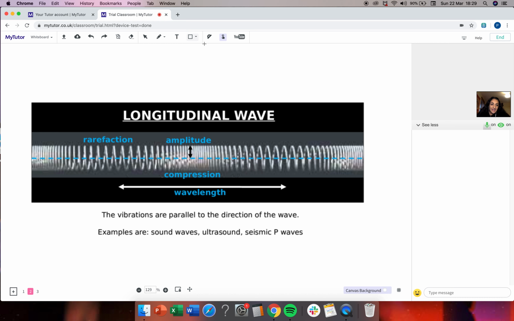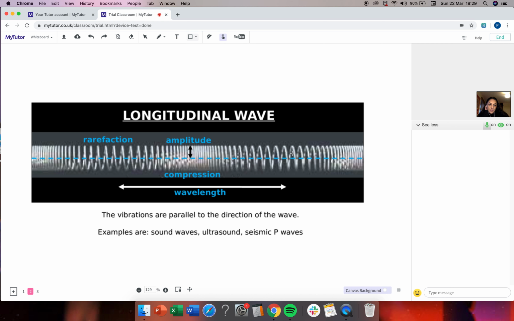We use a slinky to help us understand these two types of wave. So if you imagine a slinky lying flat on a table and you push it at one end, we're going to get areas of spreading apart and close together. The areas of spreading apart are called rarefactions and the areas of close together are called compressions. Rarefactions are areas of low pressure and compressions are areas of high pressure. They happen all along the slinky.